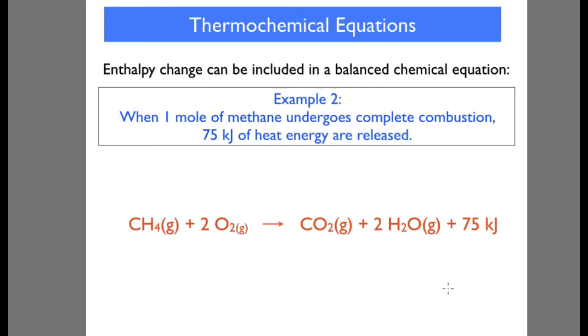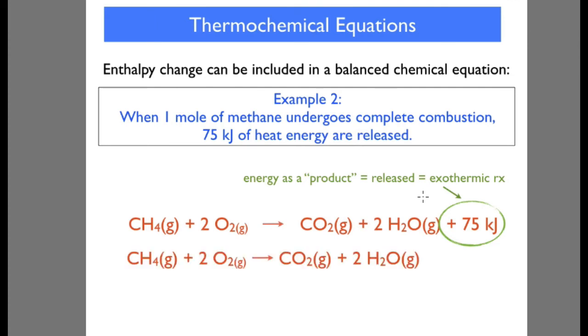Example 2. When 1 mole of methane undergoes complete combustion, 75 kilojoules of heat energy are released. You can see here, 75 kilojoules is one of the products of this combustion reaction. If it's a product, it's being released, therefore it's exothermic. Obviously we can write it like this, and delta H would be negative 75 kilojoules per mole. Negative, exothermic.